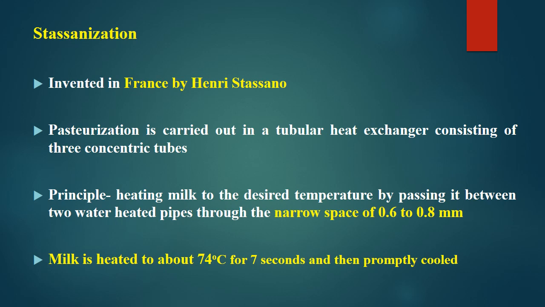So here the milk is heated to the desired temperature by passing in between two water heated pipes through the narrow space of 0.6 to 0.8 millimeter. Here milk is heated to about 74 degrees Celsius for 7 seconds and then promptly cooled. So this is another method of pasteurization called Stassanization.